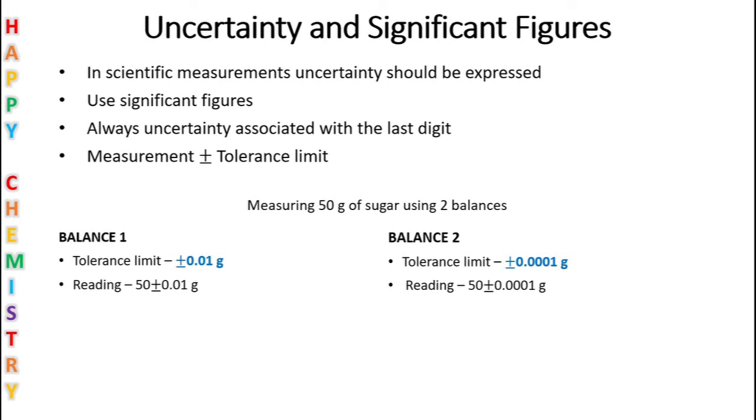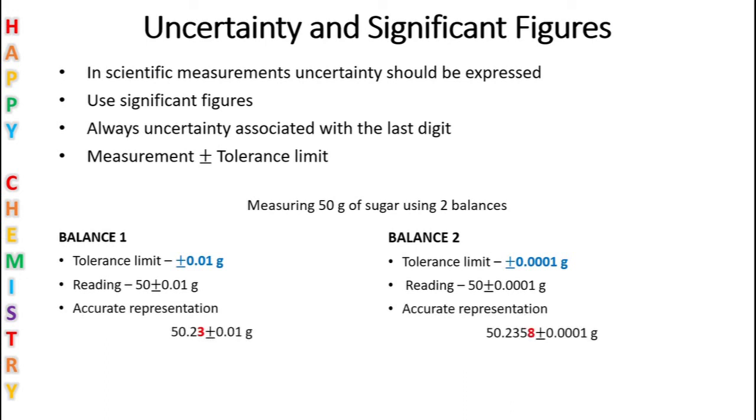The accurate representation for balance number 1 is 50.23 plus or minus 0.01 gram. And for balance number 2, the accurate representation is 50.2358 plus or minus 0.0001 gram.